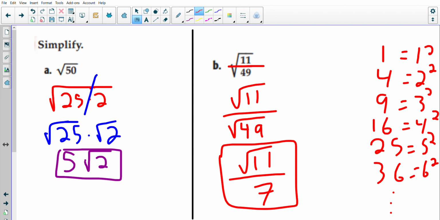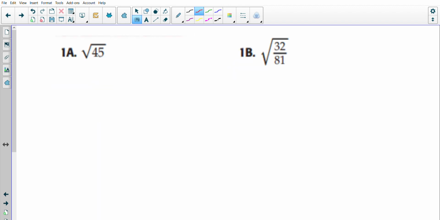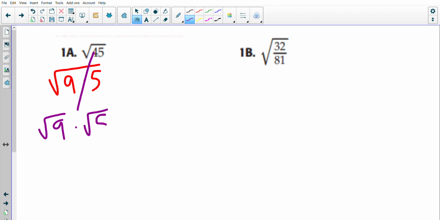Okay, let's go to the next one. The square root of 45. I know I can write 45 as 9 times 5. So once again, I split that in half, and I get the square root of 9 times the square root of 5. The square root of 9 is just 3, and I cannot do anything to the square root of 5, so I leave it, and I'm done.